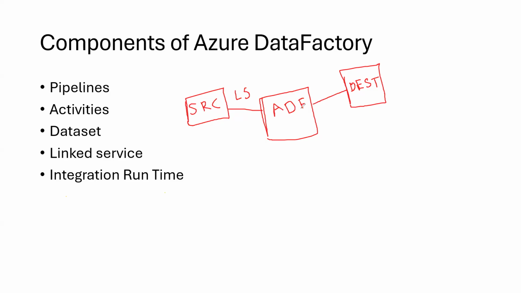Also, from ADF to loading to the destination, we need another linked service. So whatever we need, source to ADF connection needs a linked service, and ADF to destination connection also needs a linked service. So both ways we need a linked service. Basically, whether it is an external source or an internal source, if you want to connect to it, then we need a linked service.